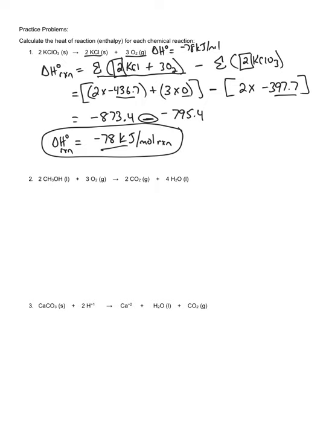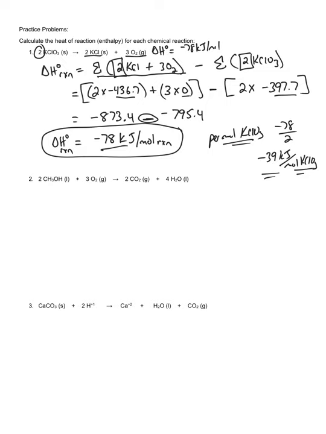Now, if they wanted to know the heat of the reaction per mole of potassium chlorate, then we would take negative 78, divide it by 2, and we get negative 39 kilojoules per mole of KClO3. But that would be making this equation have a 1 there instead of a 2. And if I cut it in half, the enthalpy is cut in half. All right, continue on, do the next 2 problems.